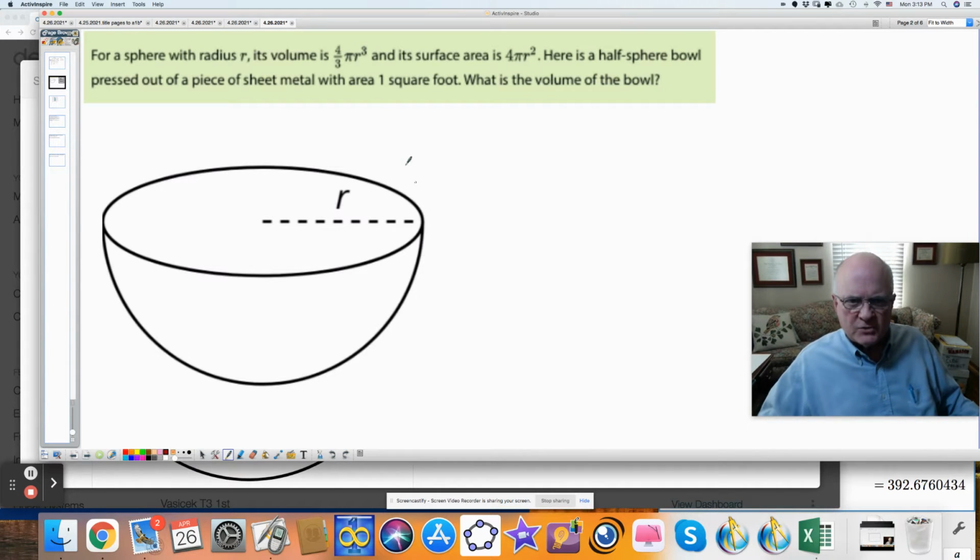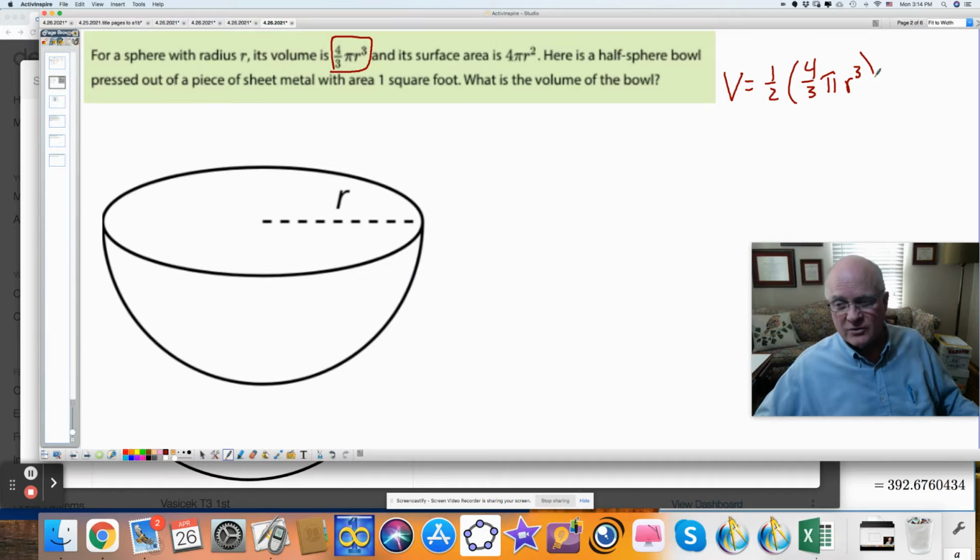The volume of a sphere is 4/3 pi r cubed. So the volume of half of a sphere would be half of that. The volume of what we have is going to be 1/2 of 4/3 pi r cubed. Well, we need to know the radius in order to solve this volume. And that's what it asks for.